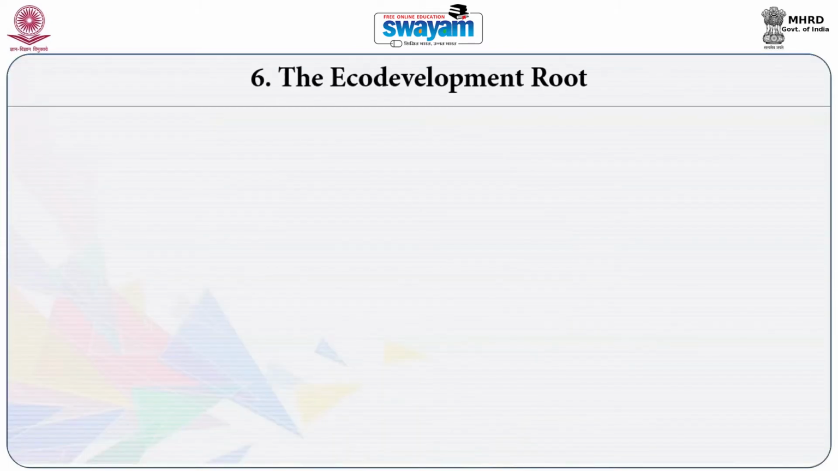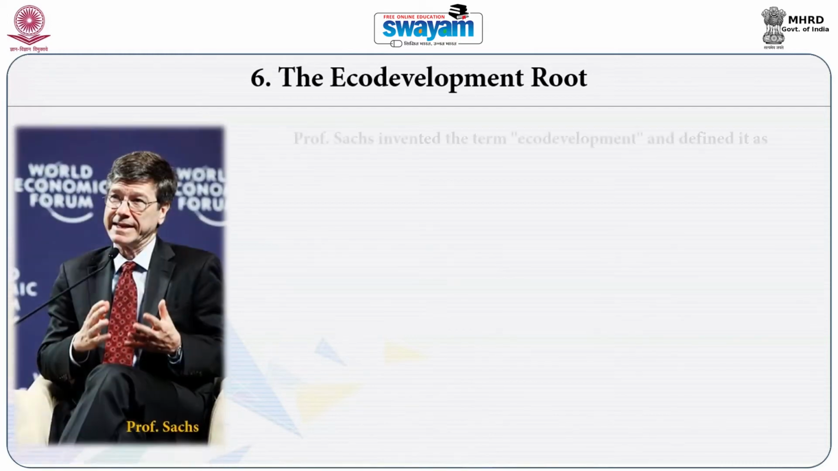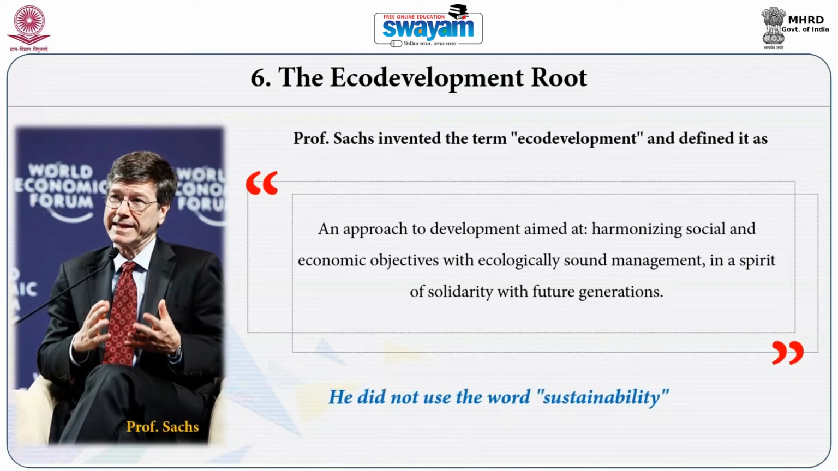The final route, the sixth route, is the eco-development route. Now, this particular idea was provided by Professor Sachs. We'll come back to this concept of eco-development further in the next part of this particular module and in a further module that deals with sustainable development. But what does eco-development mean? Let me quote from him.